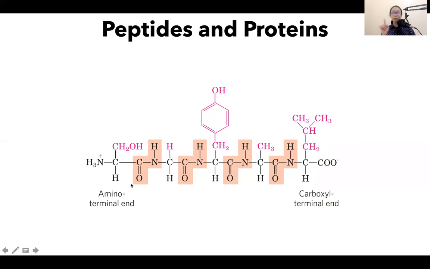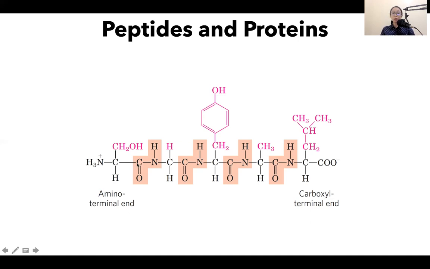So keep in mind that your peptides have directionality. When they are synthesized, it's the amino end that is synthesized first as it goes toward the carboxyl terminal end. So, the convention when we write the amino acid sequence of peptides is we start from the amino terminal, or what we call N terminal, to the carboxyl terminal, or the C terminal.